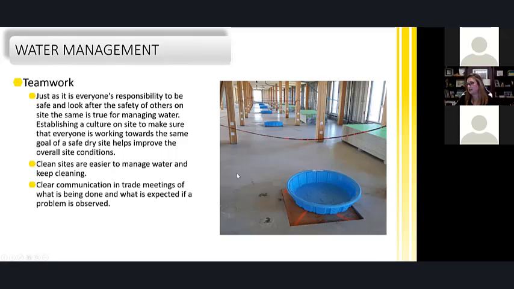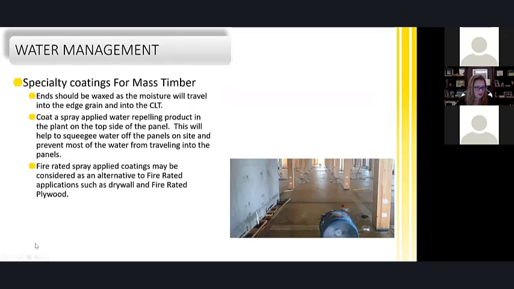We also found, and as you can see here, this actually is quite common in our mass timber builds. It's a very, very clean site. So it is easier to manage the water, and as long as we're maintaining a clean site, we were finding that it was much easier to manage water. Clear communication in trade meetings: what's expected, what are they expected to observe, what are they expected to come tell us. Just keep an eye on the time.